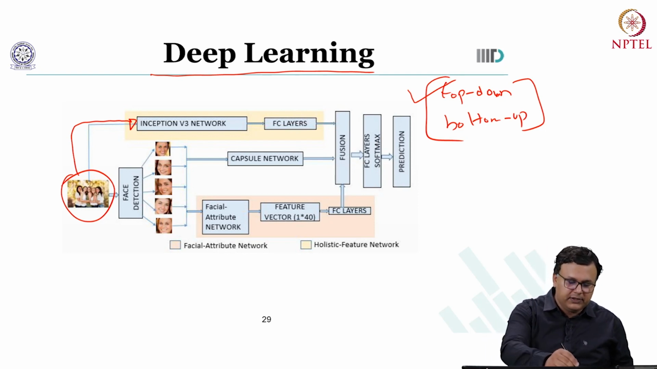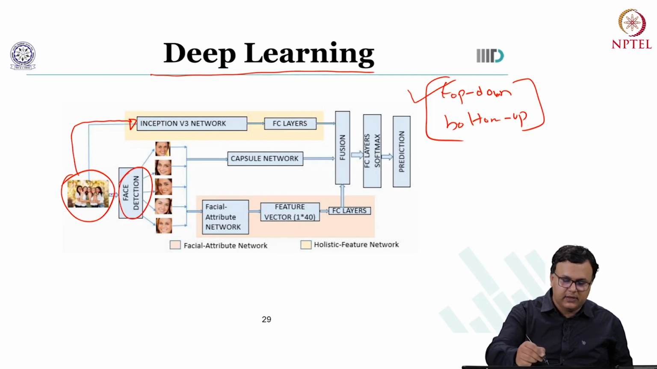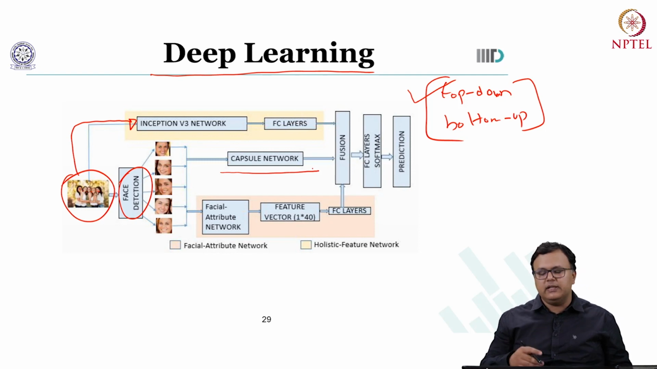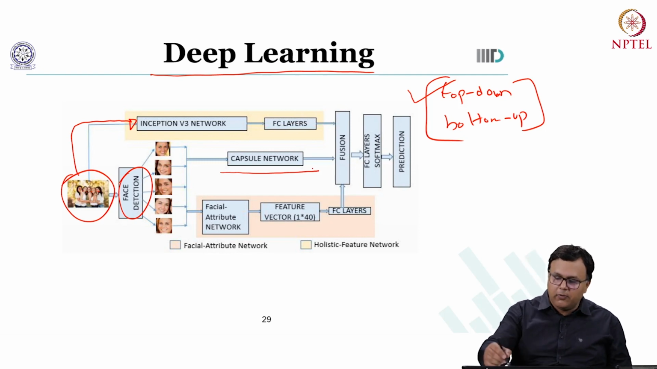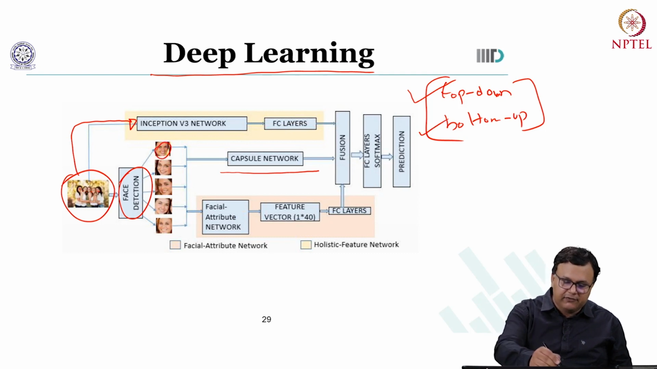Further, what you do is you detect the location of the faces, and for each face, now you are using a network. In this case, this is a capsule network. You can use a convolution neural network as well. Now this is your bottom up analysis. You are looking at the facial information here, okay?